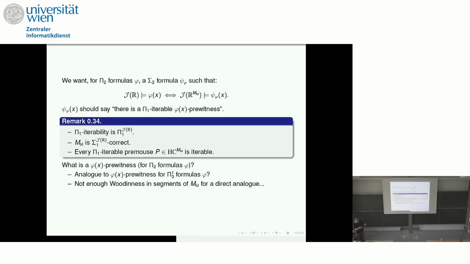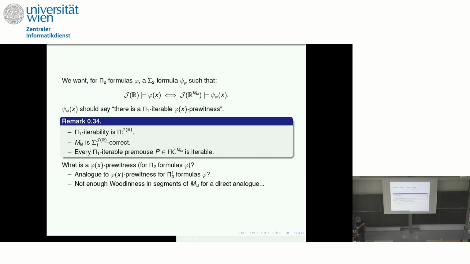And so you lose track of things there. Okay, so it's good for things that are below M ladder. M ladder is sigma 1, so pi 1 iterability is expressible in this way. M ladder is sigma 1 pi 1 correct, so it's correct about what pi 1 iterability is. And every pi 1 iterable pre-mouse in the reals of M ladder is fully iterable, like the pi 1 2 for M1. And so if we interpret this in M ladder, then the pi 1 iterability guarantees full iterability.